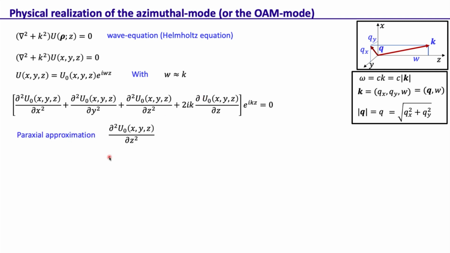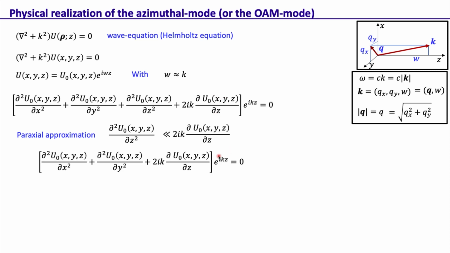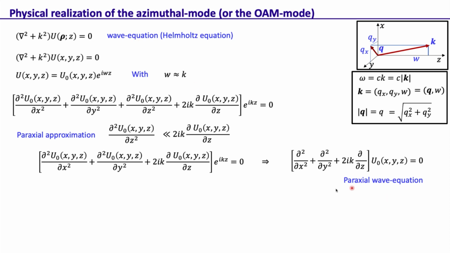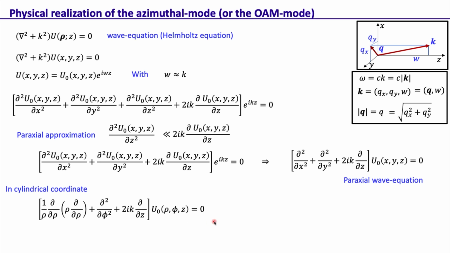Now we apply the paraxial approximation, then we have that this term is much smaller than this term, and then this wave equation can be written like this, which again we can just write like this. So that's a paraxial wave equation. And if you write this wave equation in cylindrical coordinate system, then it looks like this. And this is a paraxial wave equation in cylindrical coordinate.